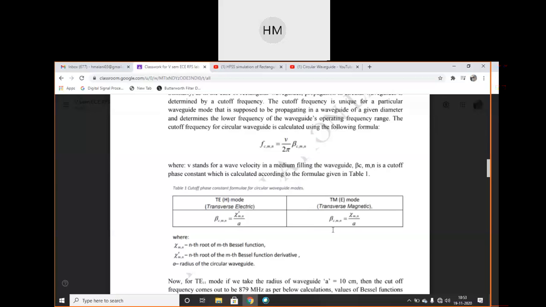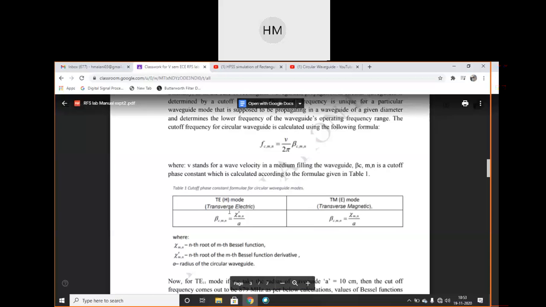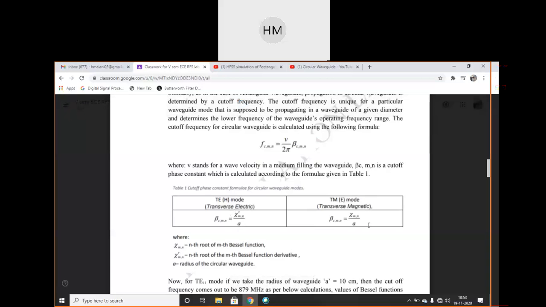It is the nth root of the mth Bessel function. Dash means it is the nth root of the mth Bessel function derivative. So here it's the first order derivative. For transverse magnetic mode it is directly the Bessel function. Bessel function, if you find it directly and write it, that is used for transverse magnetic mode. Xi dash is used for transverse electric mode.